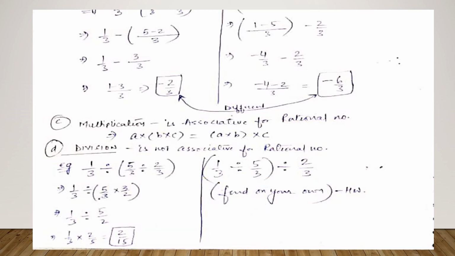So today we have discussed these three properties: closure, commutativity, and associativity. You can go through your NCERT and just revise this one more time.